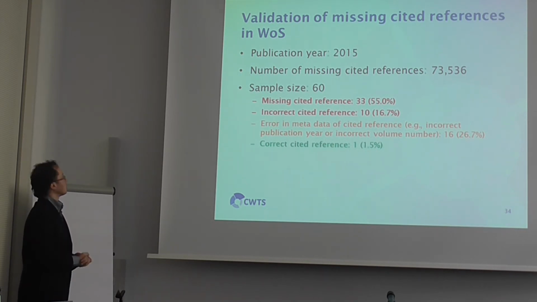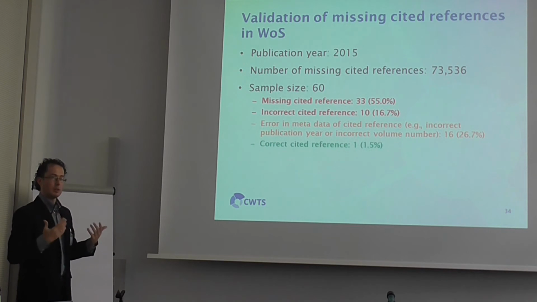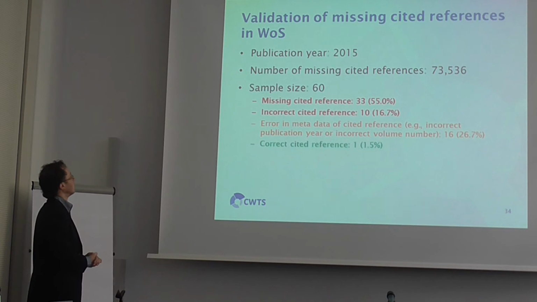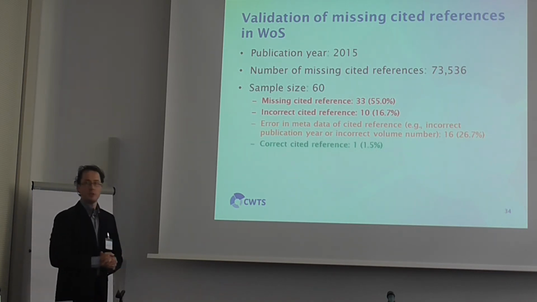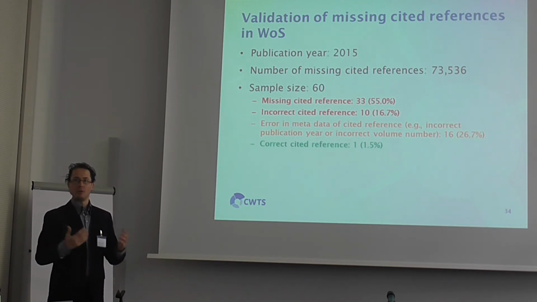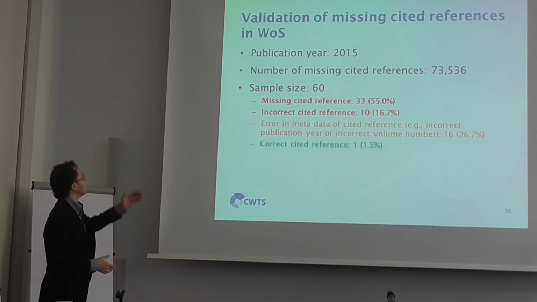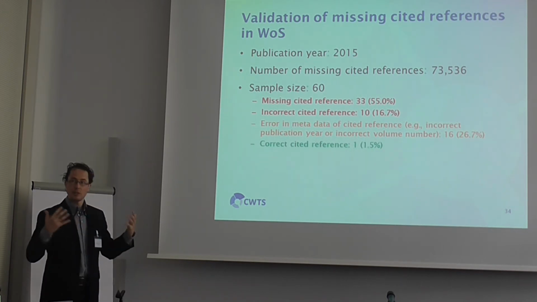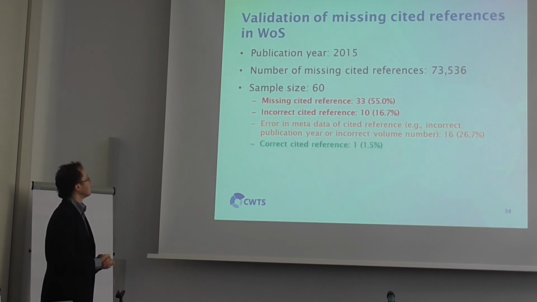And it is a difficult task. So to be sure about our results, we again did a validation study, a small one in this case. We took a random sample of the cited references that are missing from the publication year 2015. So 74,000 in total, and we took a random sample of 60, and we found that 33 out of the 60 are indeed missing cited references.